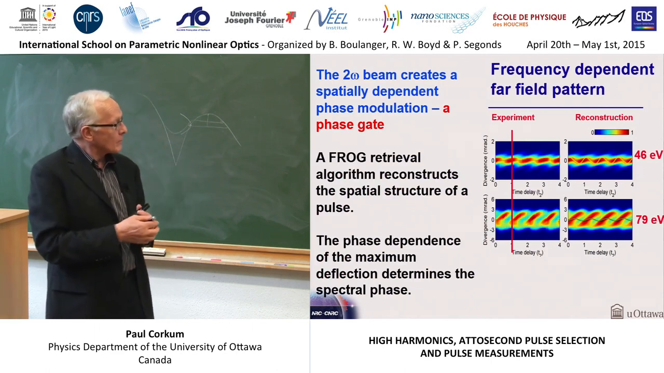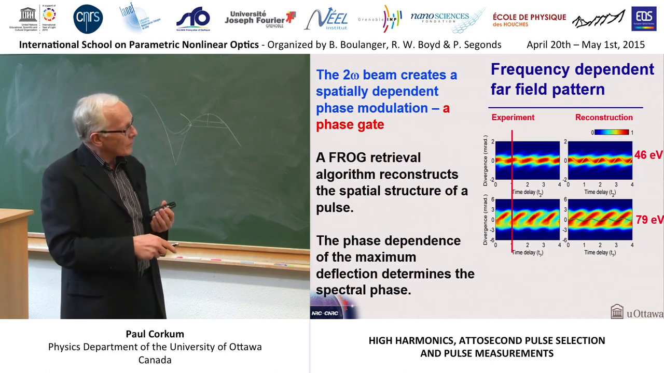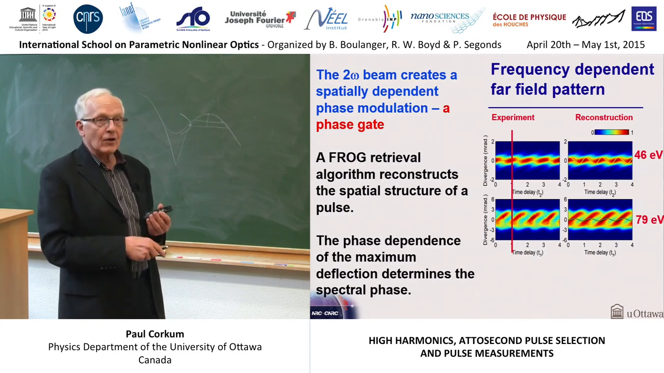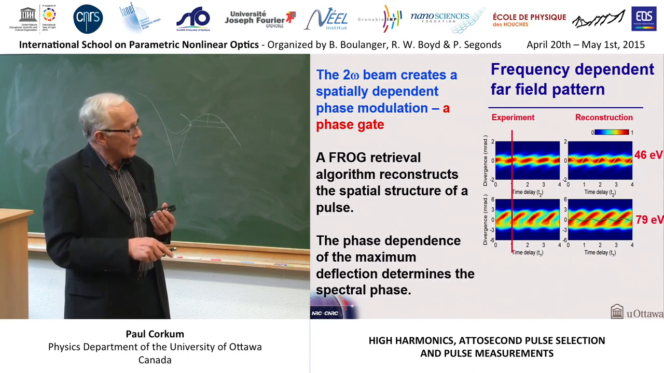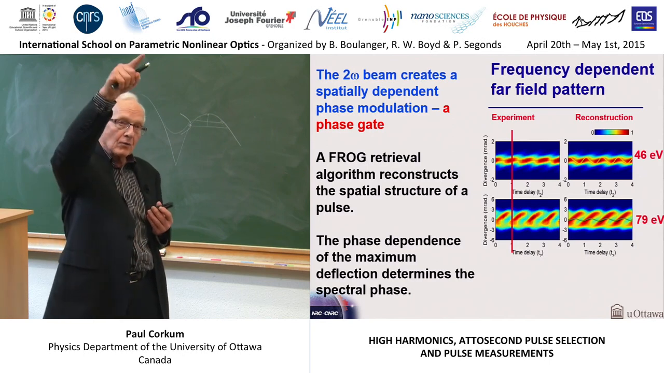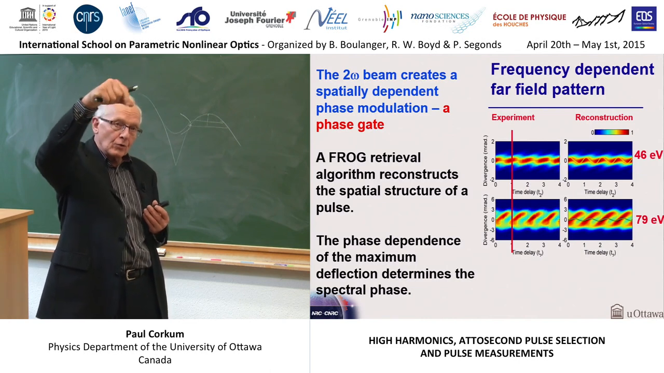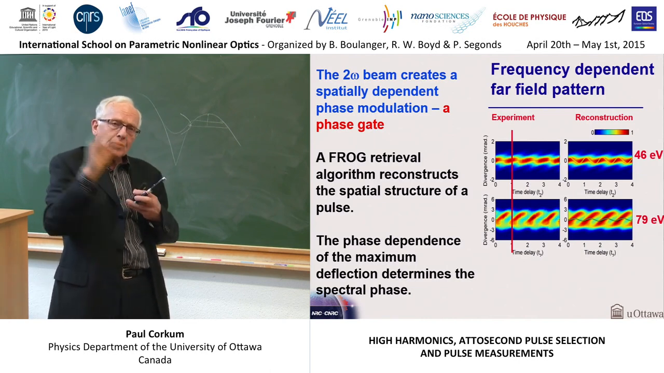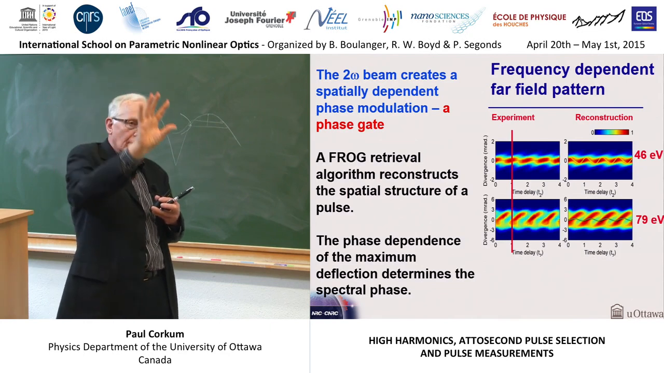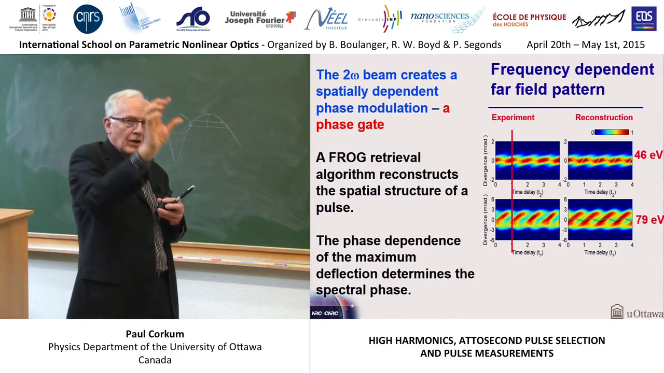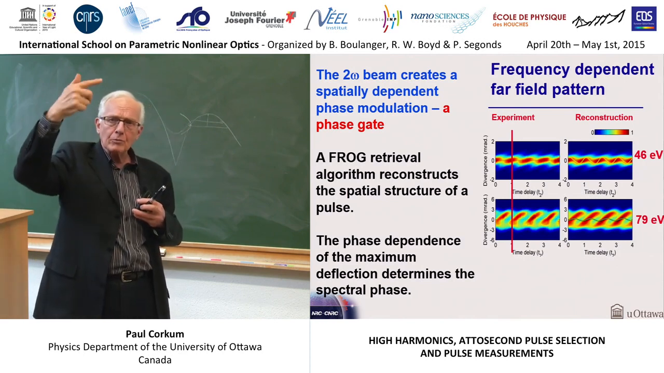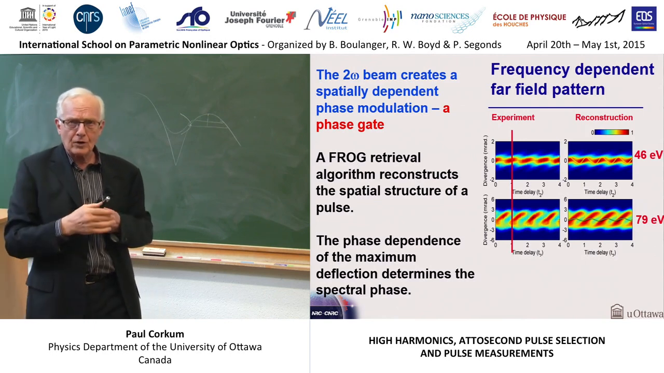So there they are. This is phase delay at 46 eV, divergence there, and you can see the beam move up and down and be modulated as a result of this other beam. And here we are at 79 eV, moving up and down and modulated. In fact, we have a phase modulator that we're moving across the beam. It's not so much different than having this amplitude modulator in FROG. In fact, FROG can be set up only with a phase gate instead of an amplitude gate. As long as you do something periodic, you can do a FROG reconstruction.